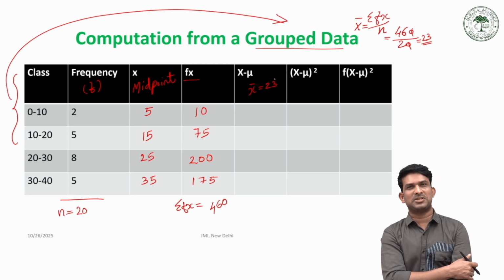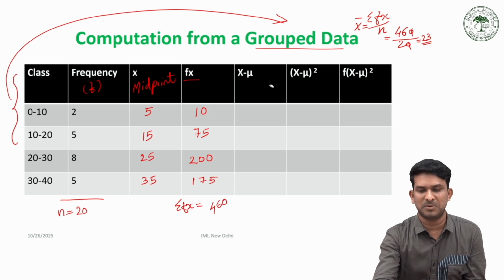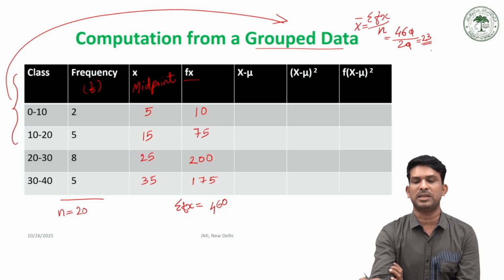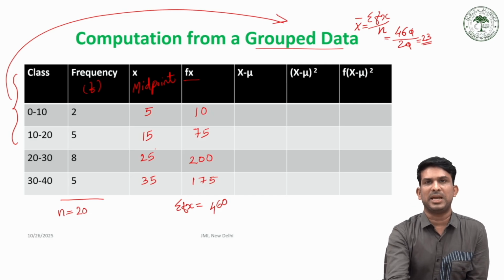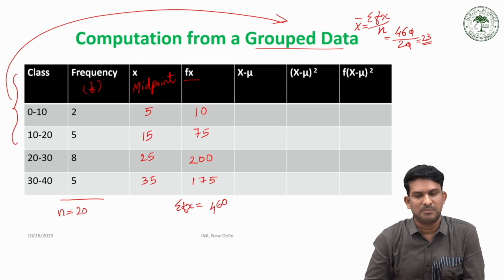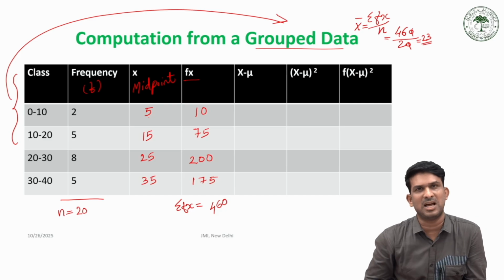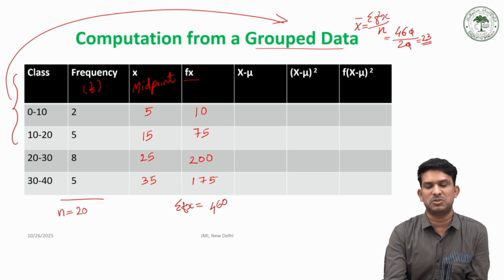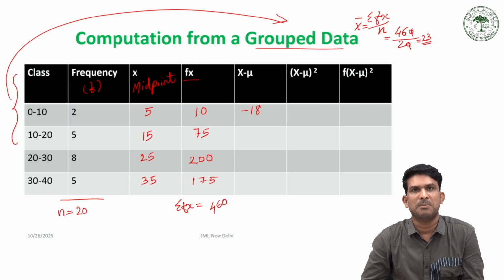Now what is the next calculation for us? See, what is the next? I'm just removing this, otherwise it will be confused. So we got 23 as arithmetic mean. We have x already here. Now x minus x bar, x minus mu, that is x minus arithmetic mean. What is arithmetic mean? 23. What is x for the first class? It is 5. 5 minus 23. What is 5 minus 23? Minus 18.